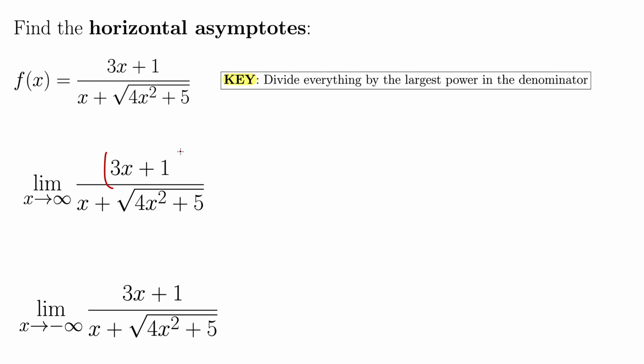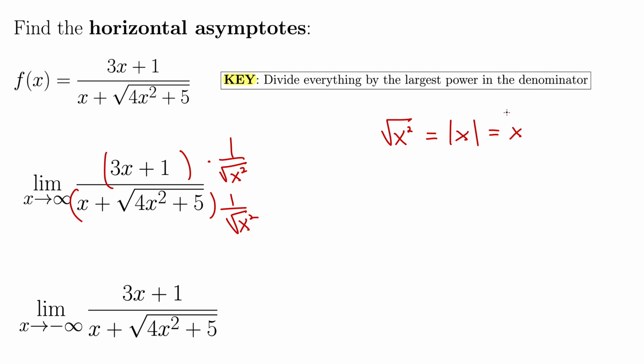Okay, so I'll multiply both the top and bottom by 1 over the square root of x squared there, and then the square root of x squared down here. Now, since we're going to positive infinity in this case, we can happily replace the square root of x squared. Note that technically that's absolute value of x, but we can simply write that as x in this case because we're going to positive infinity. When we go to negative infinity, we'll have to write it as negative x. We'll talk about that in a sec.